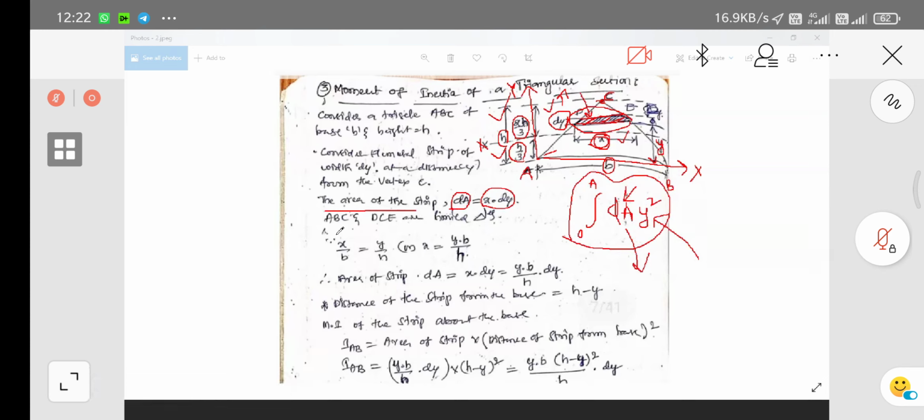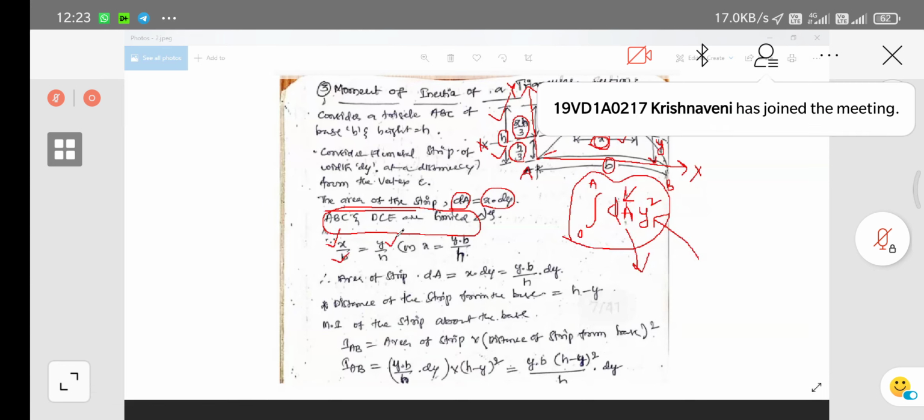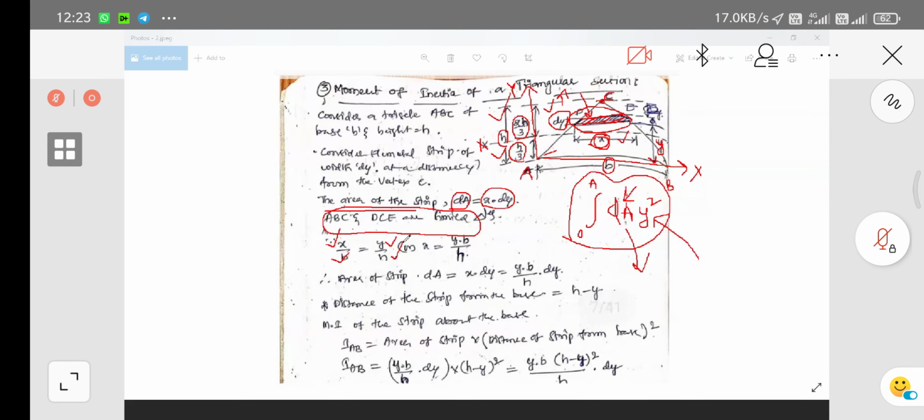Now the same way, go for the similar triangles property. What is the property here? For similar triangles, the ratio of their bases is equal to the ratio of their heights. For the differential element, the smaller base is x, and the total base is b. The height of the smaller differential element up to which we have taken is y, and h is the total height.